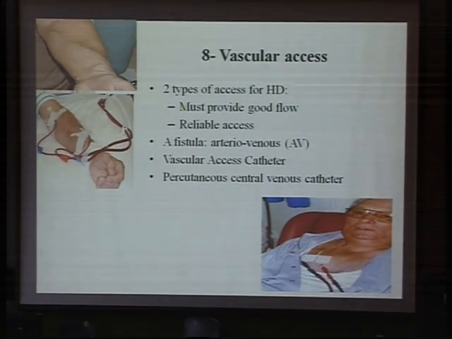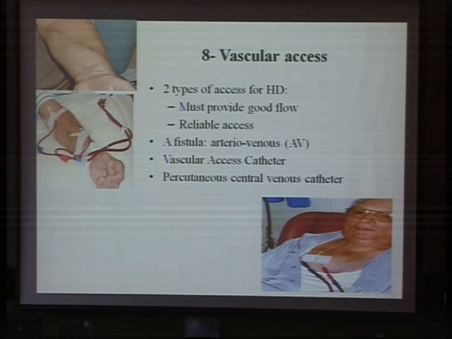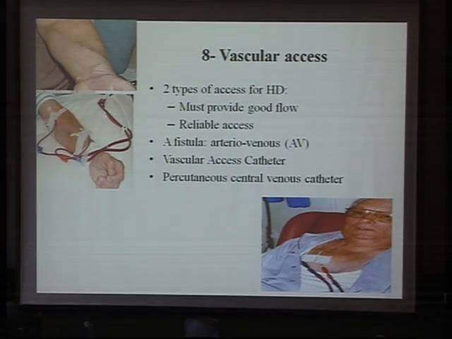The vascular access. Dr. Sally tells the tunnel catheter is okay, but a tunnel catheter carries a risk of infection 100 times that of the fistula and the graft. The best one in microbiology of infection control is the AV fistula.